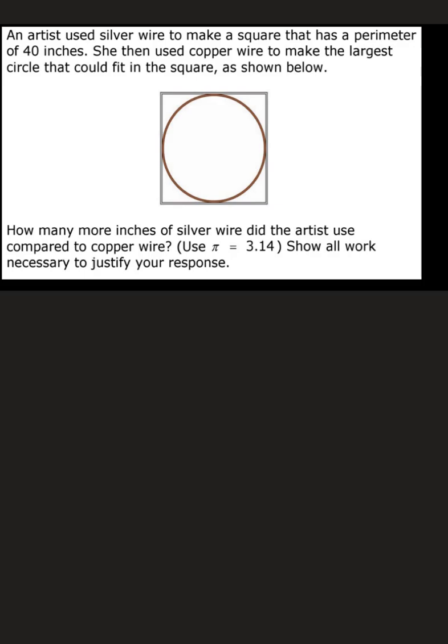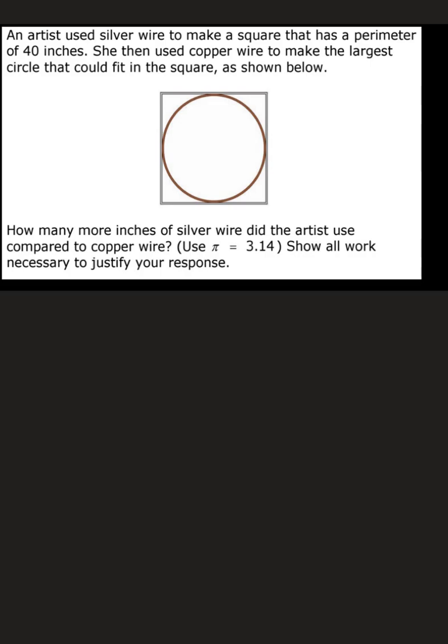Moving on here, we have an artist who used silver wire to make a square that has a perimeter of 40 inches. She then used copper wire to make the largest circle she could fit in the square as shown below. How many more inches of silver wire did the artist use compared to copper wire? So we're going to use 3.14 for pi to compare them, and we'll show all of our work.